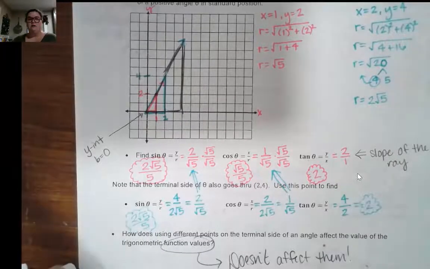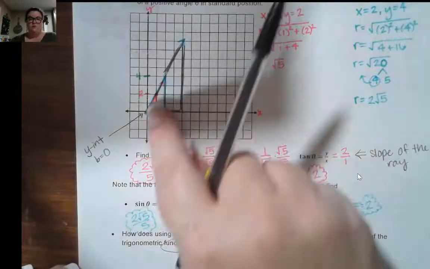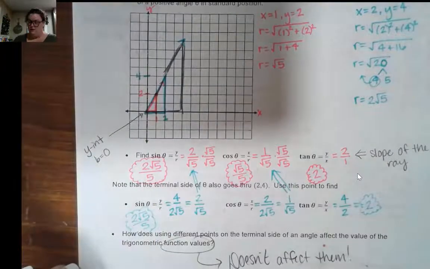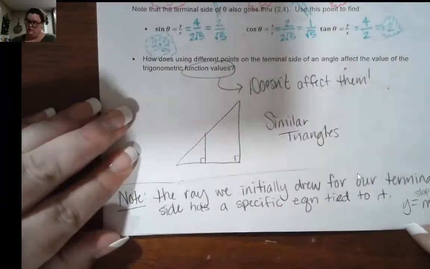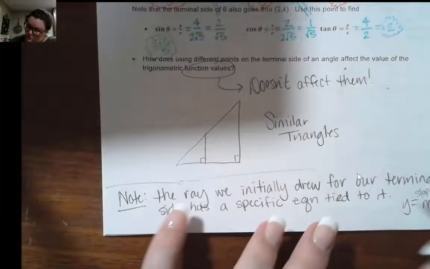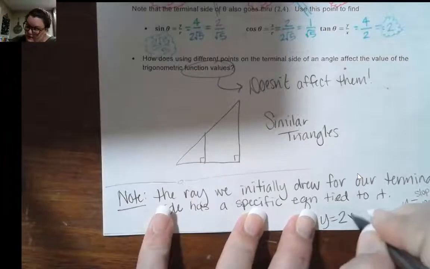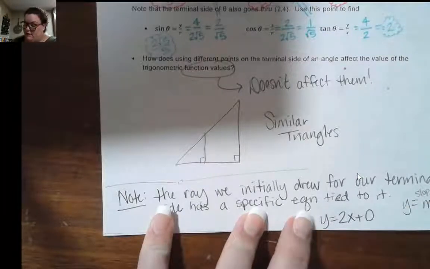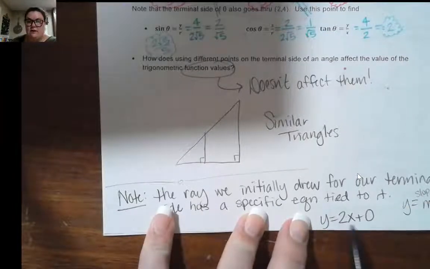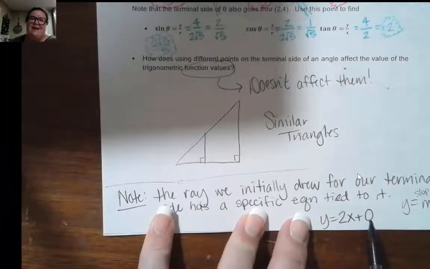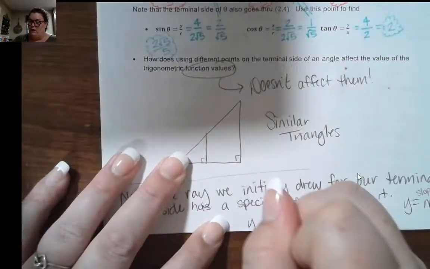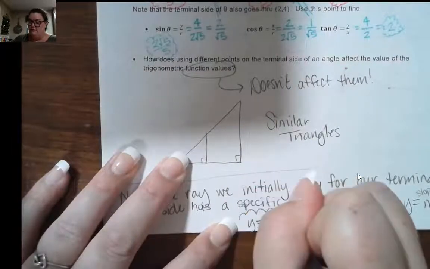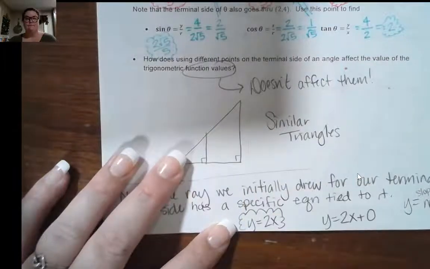So if I wanted to write an equation for this specific ray that we drew, it would be y is equal to 2x plus 0, because 2 is my slope and 0 is my y-intercept. And then obviously if we're going to enter this in MyMathLab, we don't have to write the plus 0. So for this one, we would just enter y equals 2x for the equation of this line. Okay?